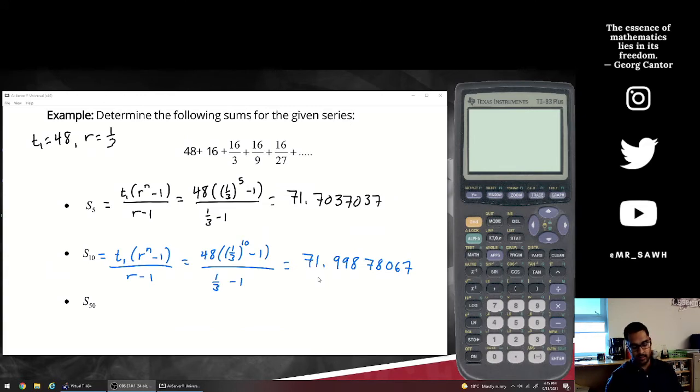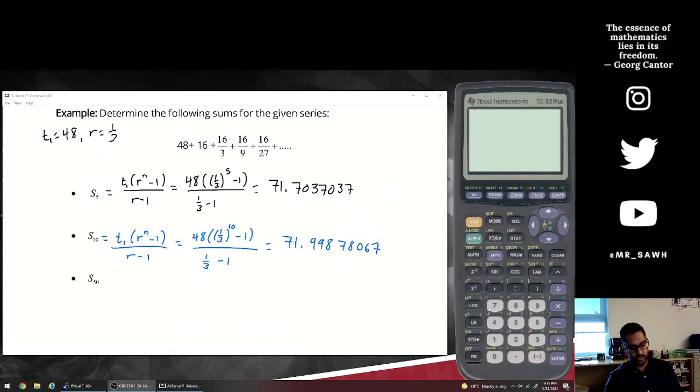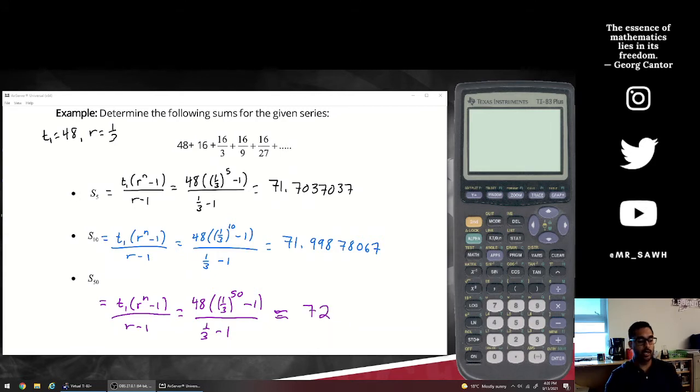Interesting. Let's see what happens if you take 50 terms and add them up in this series. Again, your formula is the same: t1 times r to the n minus 1, over r minus 1. That'll work for any geometric series. So 48 again, ratio of 1/3. This time your exponent is going to be 50, minus 1, over 1/3 minus 1. What you end up getting on your calculator, we'll probably round it and tell you it's approximately 72.